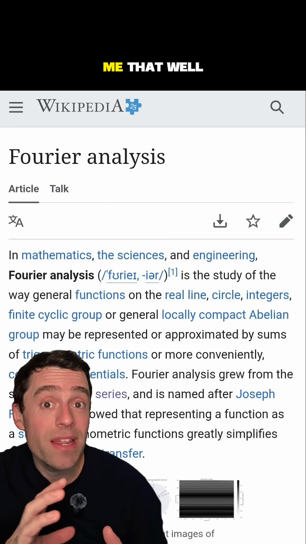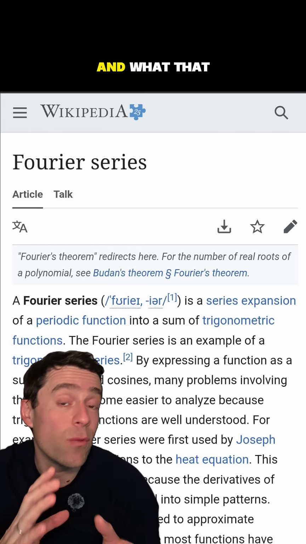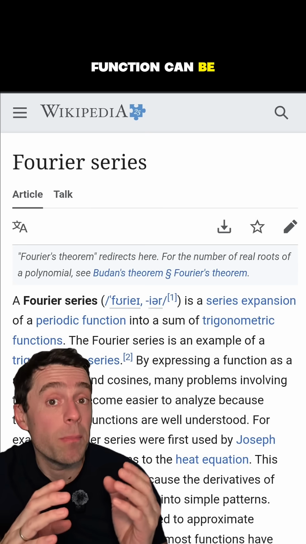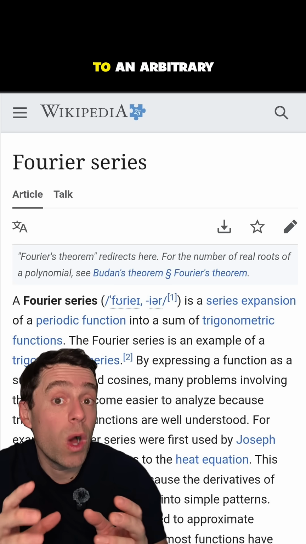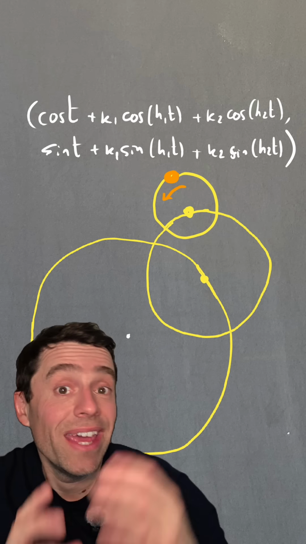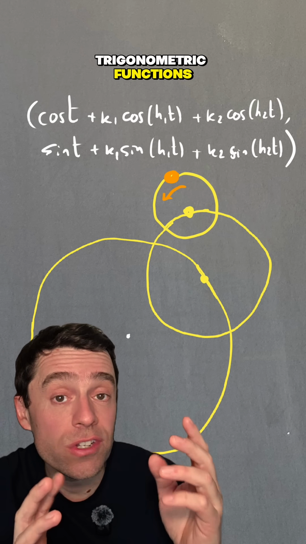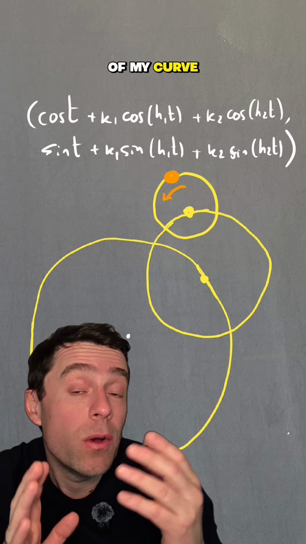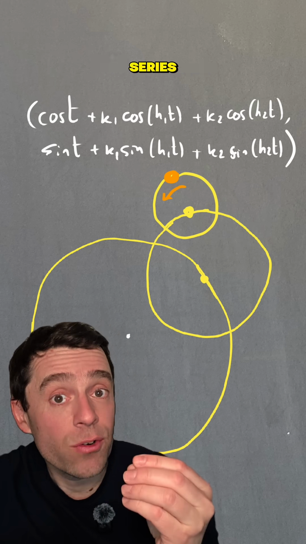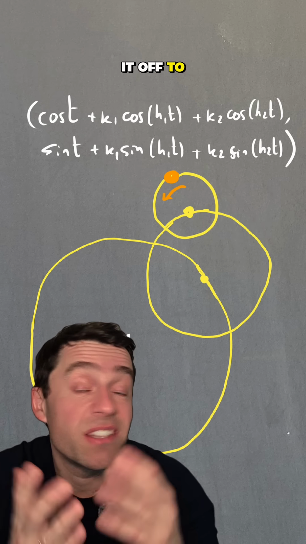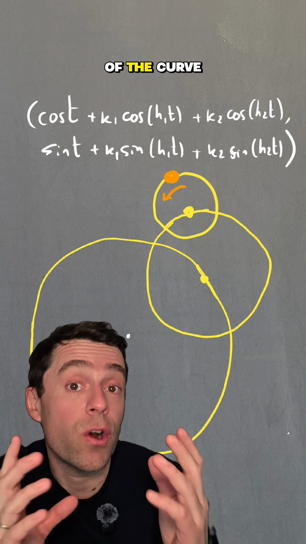Fourier analysis tells me that well-behaved functions, such as smooth functions, have Fourier series. And what that means is that the function can be approximated by sums of trigonometric functions, and in fact to an arbitrary precision. And since adding epicycles means that I'm just adding more and more trigonometric functions to the parameterization of my curve, if I want to approximate just any curve, I just have to come up with a Fourier series and then cut it off to as many epicycles as I want, and that will give me a very good approximation of the curve that I want.